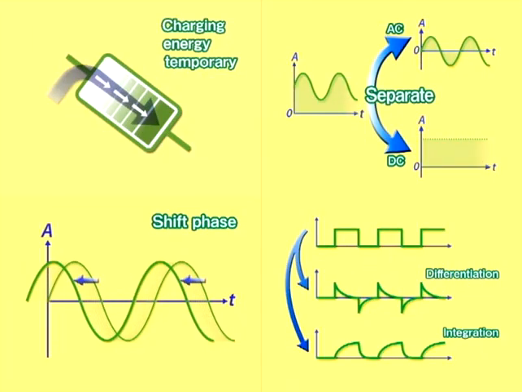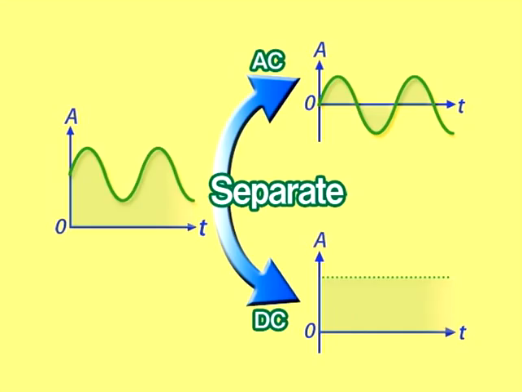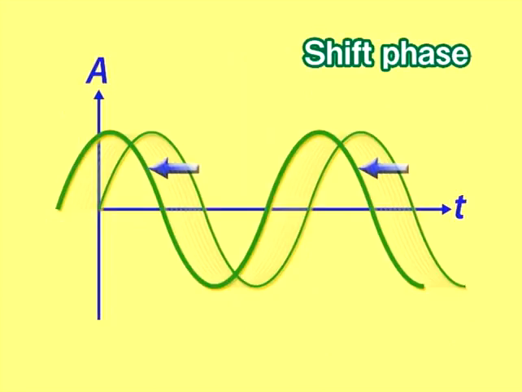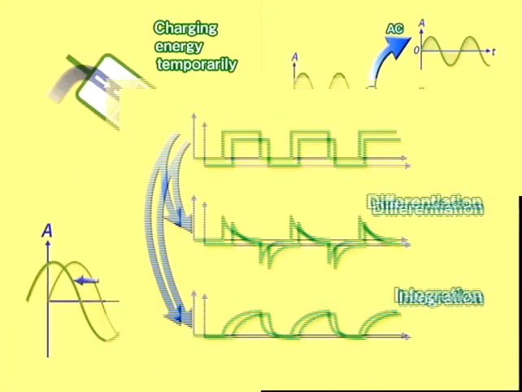Among the uses of capacitors are: temporary storage of electrical energy; AC and DC separation and selection; phase shift between voltage and current; and signal differentiation and integration.